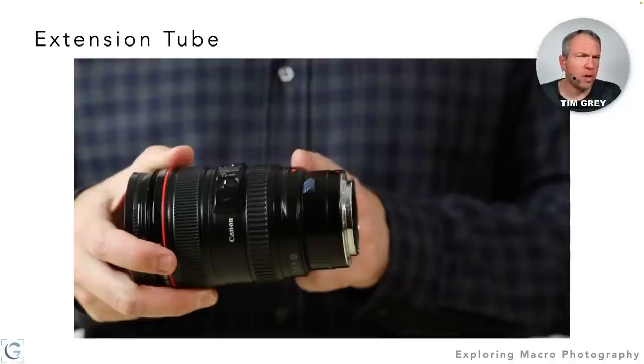This lens can already focus reasonably closely, but with the addition of an extension tube, now you have a true close-up and borderline macro capability. So very, very close-up capabilities in terms of that focus. And that's one of the key things that makes a macro lens, is that it's able to focus very closely.